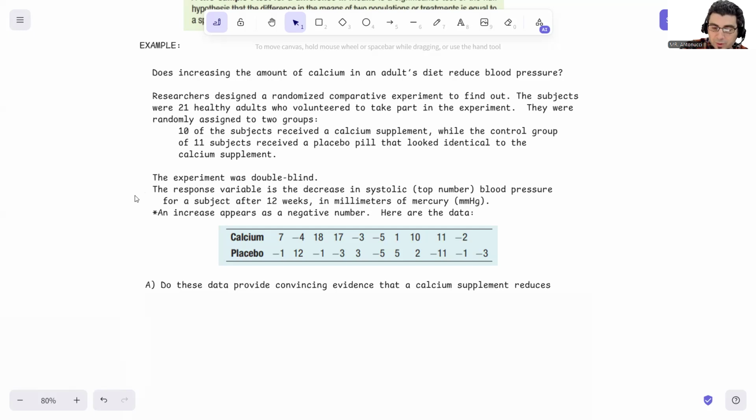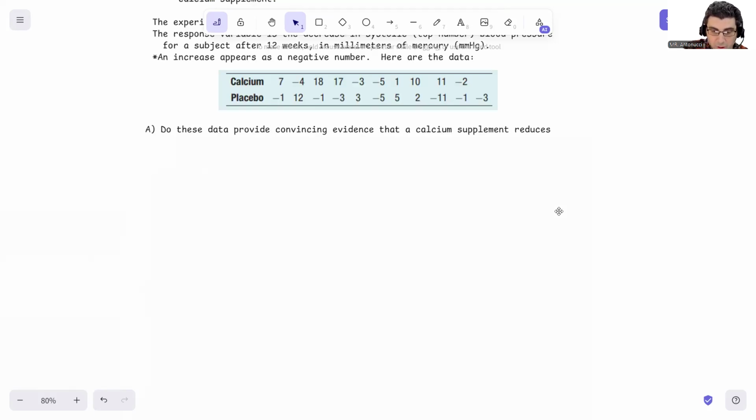So the response variable is the decrease in systolic, top number, blood pressure for a subject after 12 weeks in millimeters of mercury. An increase appears as a negative number, and we have the data here. So we want to answer the question: do these data provide convincing evidence that a calcium supplement reduces blood pressure more than a placebo on average for healthy adults like the ones in this study? So here we go.